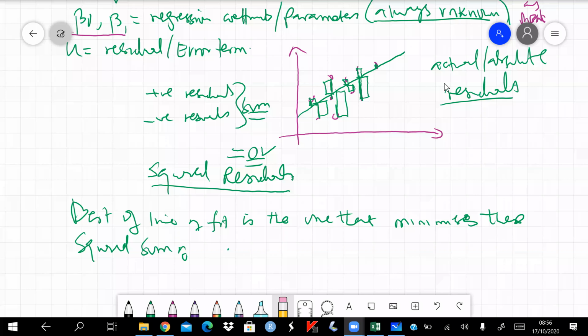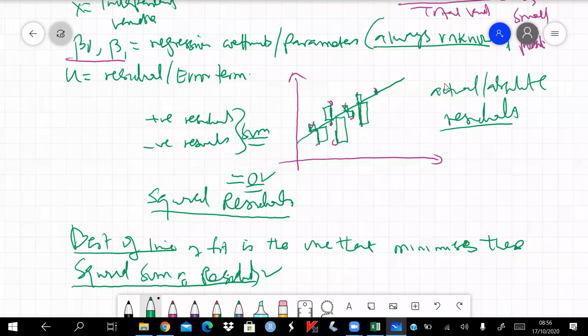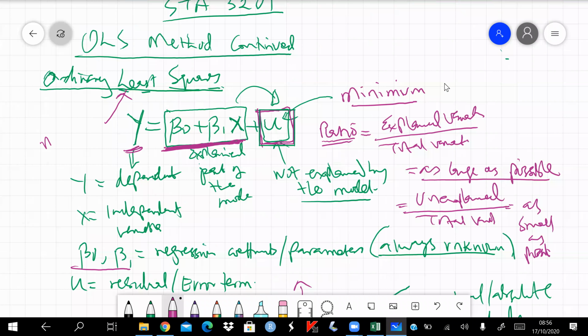Sorry about that. So we're saying that the baseline of fit is the one that minimizes this squared sum of the residuals. And that line here that does this job is obtained using the OLS method, the ordinary least squares method, where the word least here means the minimum. But these squares here are the residual sum of squares, the ones we are referring to here.